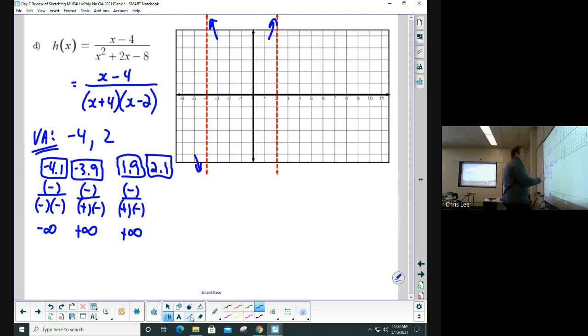And 2.1 minus 4 is going to go negative, plus 4 is going to go positive, and minus 2 is not big enough to change it to positive. It's going to stay positive. Positive on the bottom, negative divided by a positive is negative. On this side, it's going to go negative. We'll be cleaning all of this up with some limit notation later on.